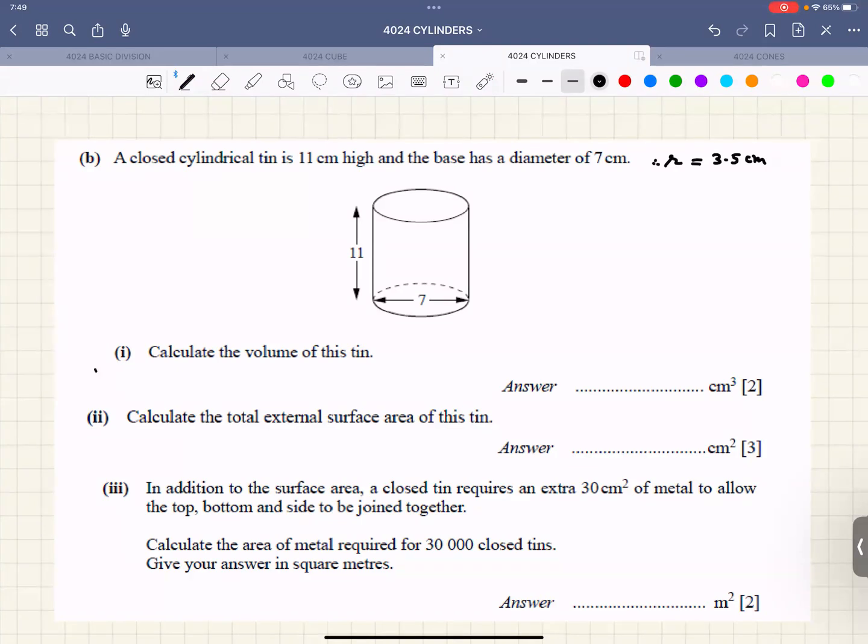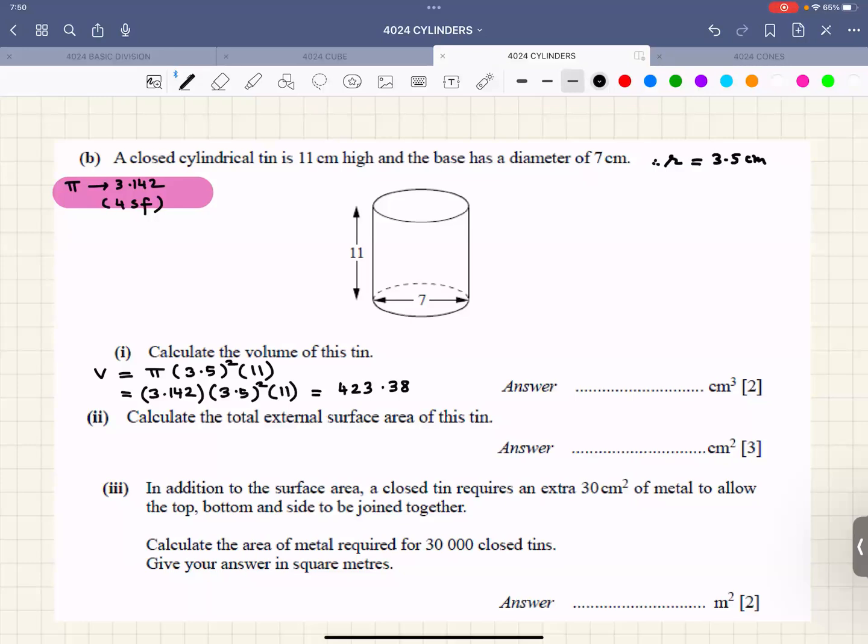First part, volume is pi r square h, which is 3.5 square into 11. When you use a calculator, use the 4 significant figure value. Pi, we use 3.142. Do not use the calculator value. This is already given to 4 significant figures. So 3.142 into 3.5 square into 11 comes out to be 423.38. Let's round it off to 3 SF. That is 423 centimeters square.